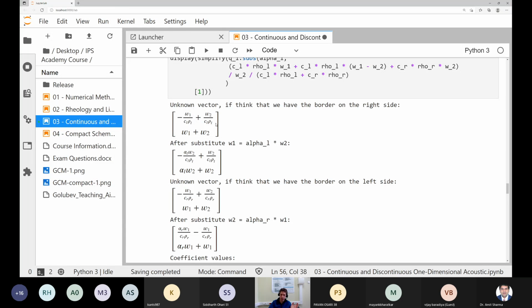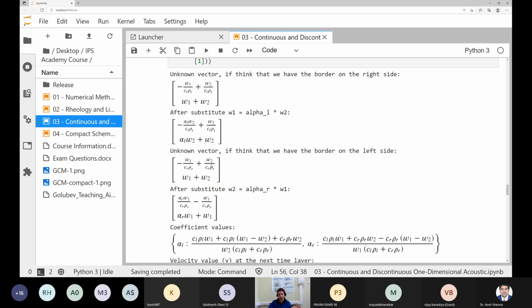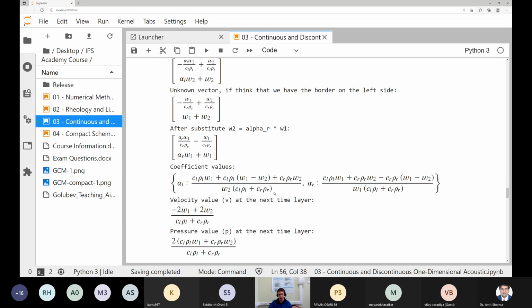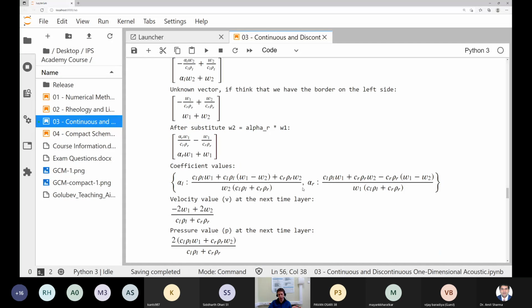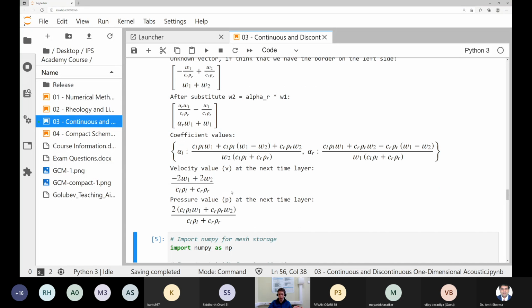And finally, if we are speaking about the discontinuous problem, you can see here all the mathematics that I explained previously with the whiteboard. This is omega at the left part. Then I substitute the unknown values, alpha left. Here the same for the right part, and again substitute. And coefficients will be found with this big formula. So we can update the velocity and the pressure at the next time moment easily.